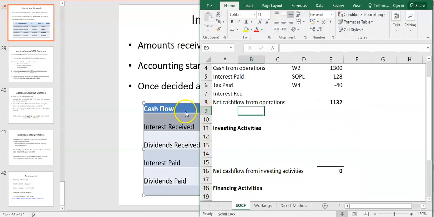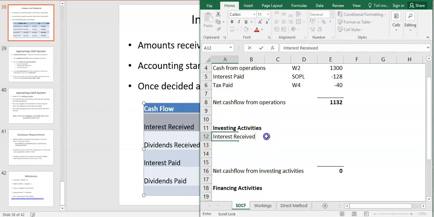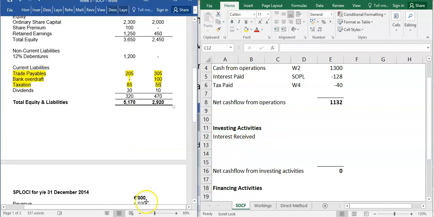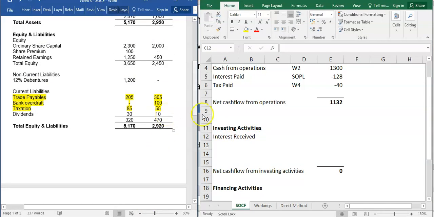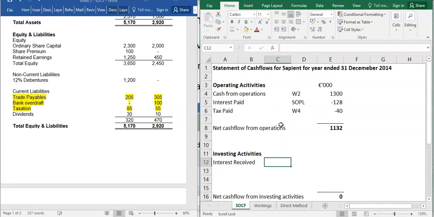I said there's a choice. It can easily go there if you want. You're not going to get dock marks, but just for consistency, we're going to leave interest received down here. And we'll do a little working on it in a second. So there's a bit of subjectivity there where you put that interest received in. We will leave it until we get down to investing.